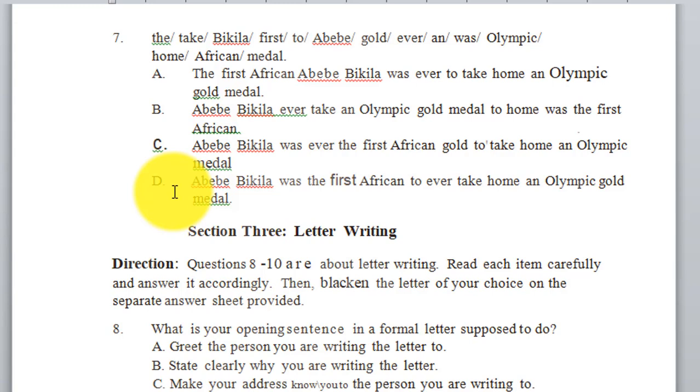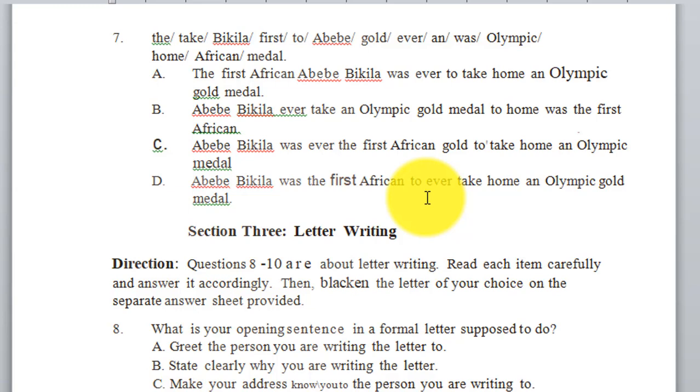The other question is: the first African Abebe Bikila was ever to take home an Olympic gold medal. No. The first African Abebe Bikila, who is the subject here, what does it consist of? ማውራት አበበ ቢቂላ ነው የሚገባው፣ ስለ አፍሪካዊ ስለሆነ አንድ ሯጭ ስለሆነ. So it's not the correct order, please. Abebe Bikila ever take an Olympic gold medal to whom was? No. Look, the word was is situated in the wrong place. Abebe Bikila was ever the first African girl to take home an Olympic medal. No, that's wrong, please. Abebe Bikila was the first African to ever take home an Olympic gold medal.